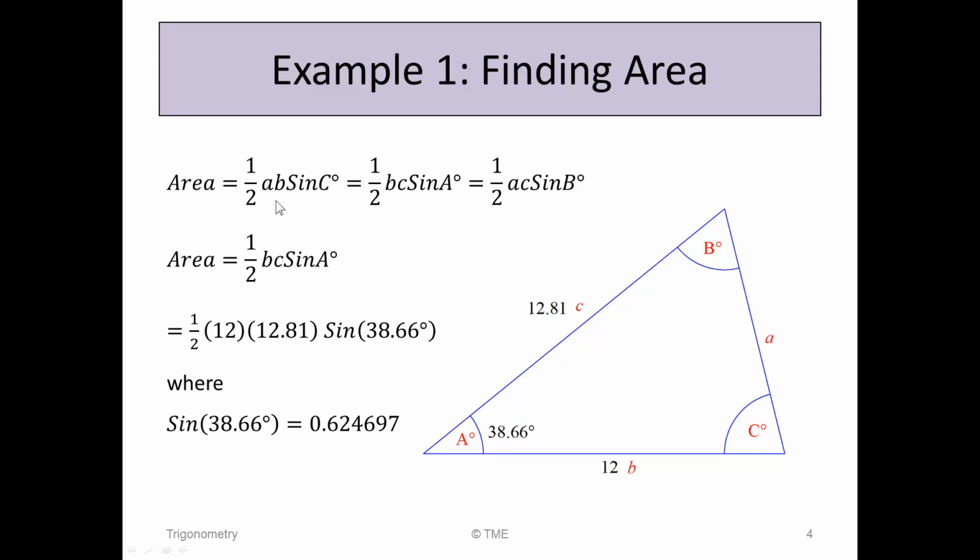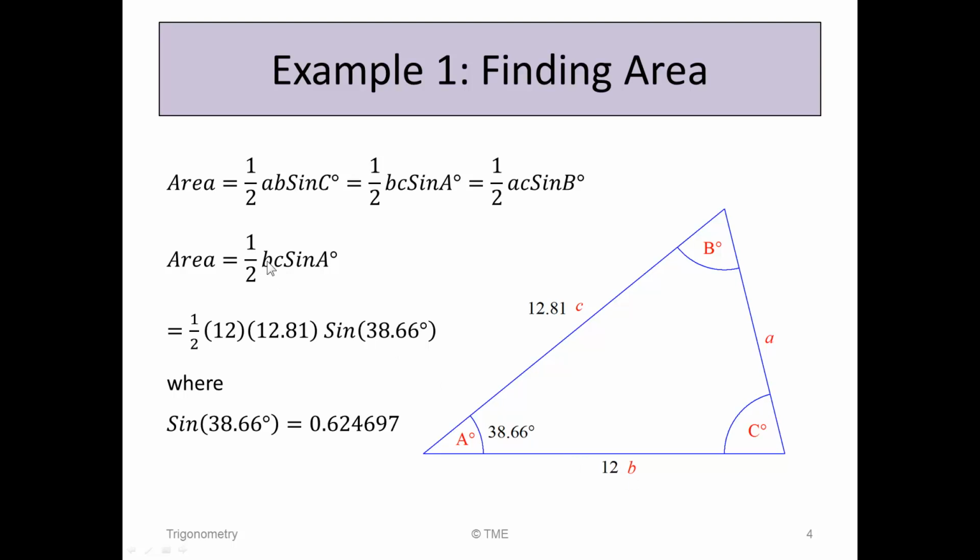So the area is given by half of AB sine C, or half of BC sine A, or half of AC sine B. But if we look at the letters we know B and we know C, and the angle A. So we're interested in the part of it where it's 1 over 2 BC sine A. That's the formula we'll use. It's now a question of substituting the values.